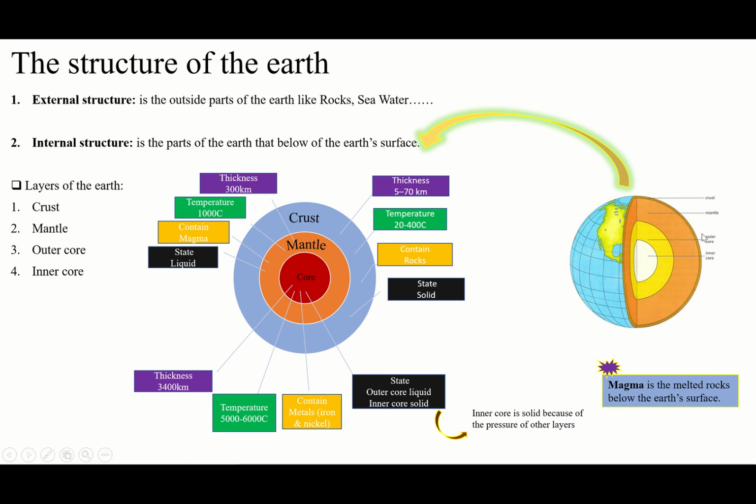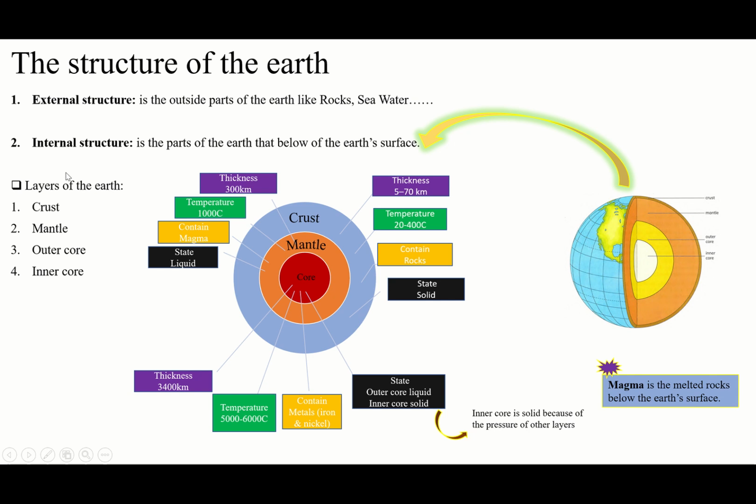Like here, mantle, outer core, inner core, these are all internal structure. Why? Because they are below the surface. For example, magma is internal structure because it's below the surface. Iron and nickel inside the core, we call them internal structure because they are below the surface. Whatever is below the surface, we call internal structure.